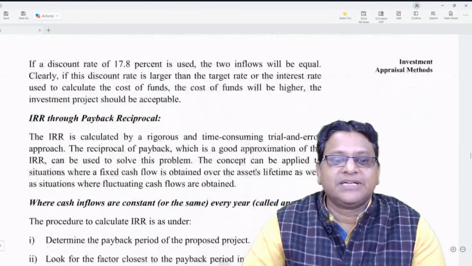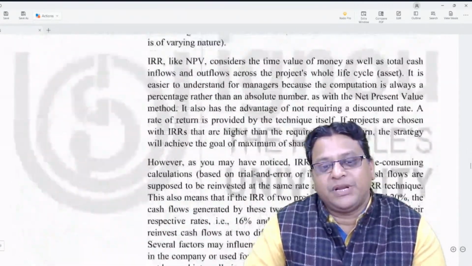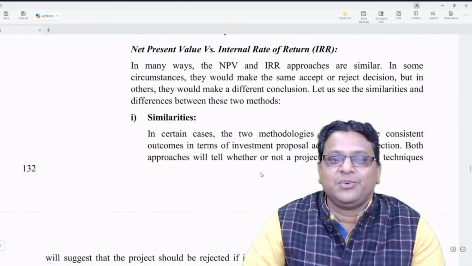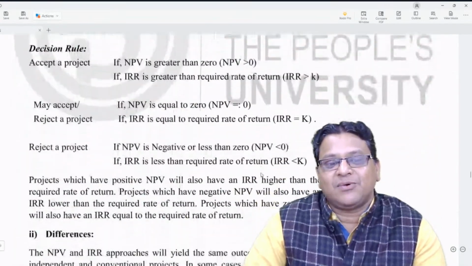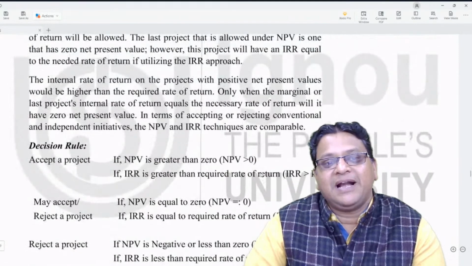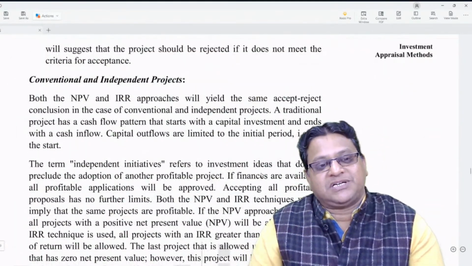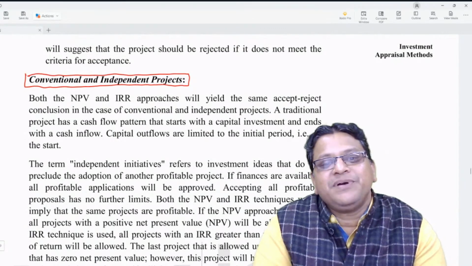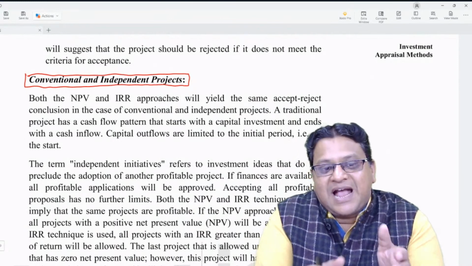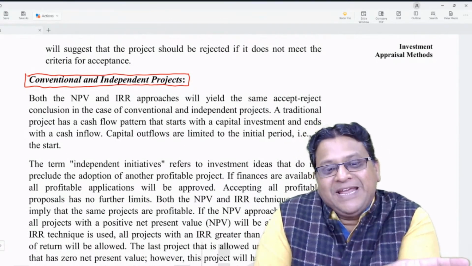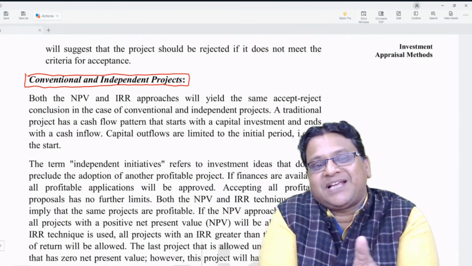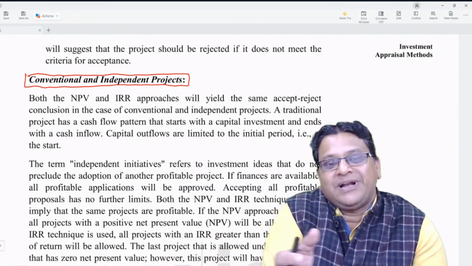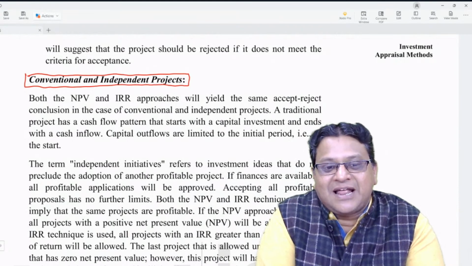Okay. Next, we will discuss a comparison between NPV and IRR. Which method do we have to adopt, the NPV method or the IRR method? What is the difference between NPV and IRR? Please see, there are two types of projects. One is conventional and independent projects. Conventional projects are those where cash outflow is in the initial period, in the first 1-2 years, and cash inflow comes in subsequent periods. That type of project is known as a conventional project.